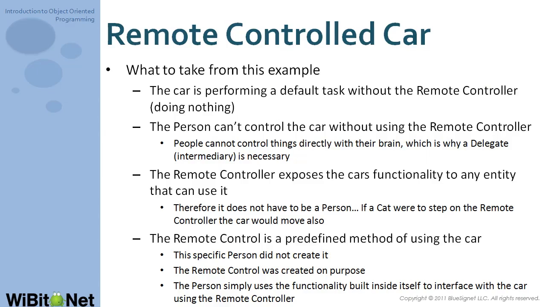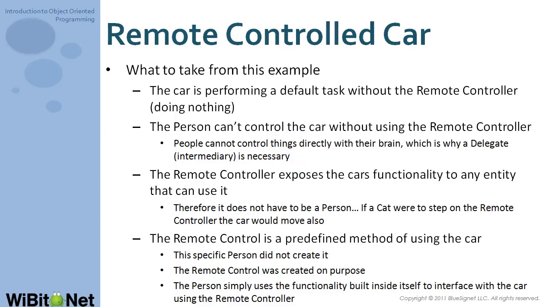So the remote controller exposes the car's functionality to any entity that can use it. It doesn't have to be a person. It could be a monkey. If you have your remote control and you lay it on the floor to get something to drink and your cat steps on it, the car will still react to that cat. So it's not object specific. That remote control is still acting as a delegate for the cat to control the car.